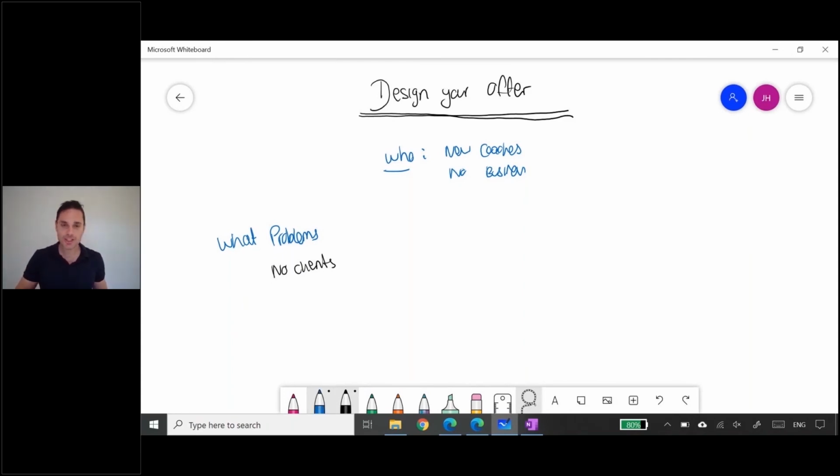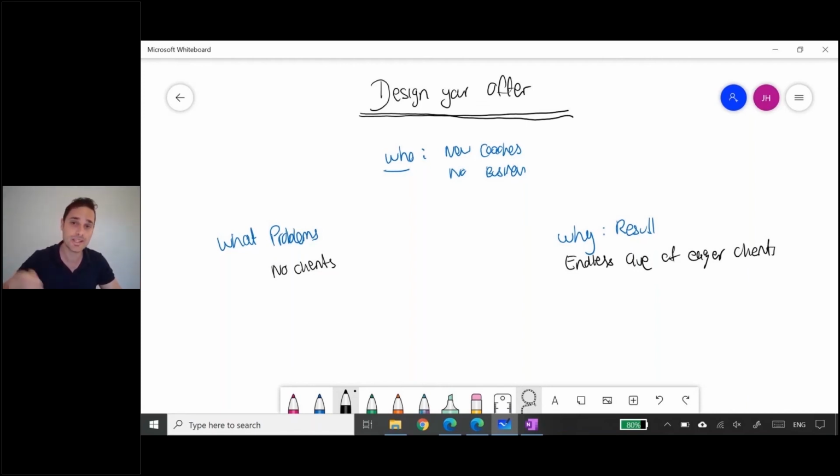So that's question 2. Question 3 is, why are they going to come to you? What is the result you're going to be able to give them that takes them where they want to go and gets rid of their problem? So next question is why? And specifically, we're asking, what's the result? So if the problem is no clients, then the result is going to be some version of an endless queue of eager clients. That is what they want. They want to get rid of this problem of having no clients, and they want an endless queue of clients. That's the thing we need to help them get.